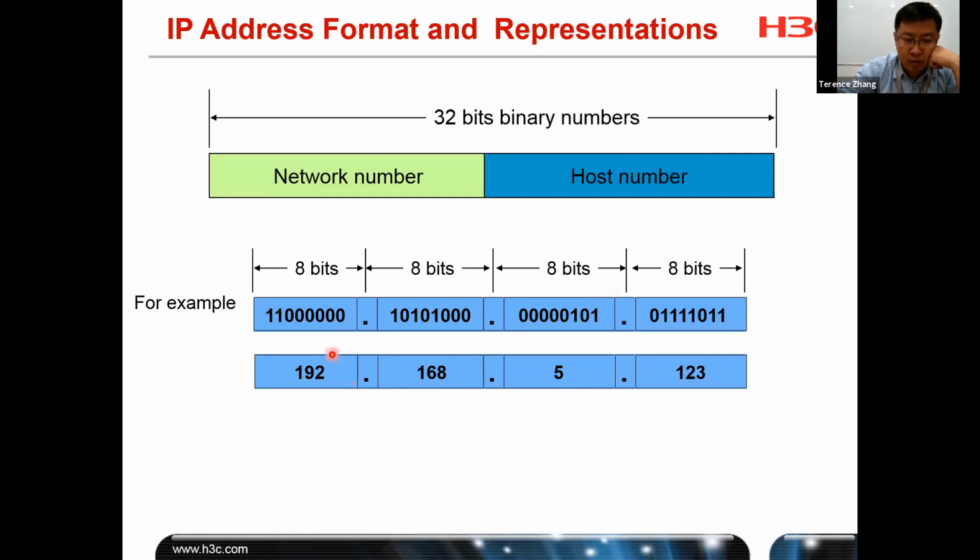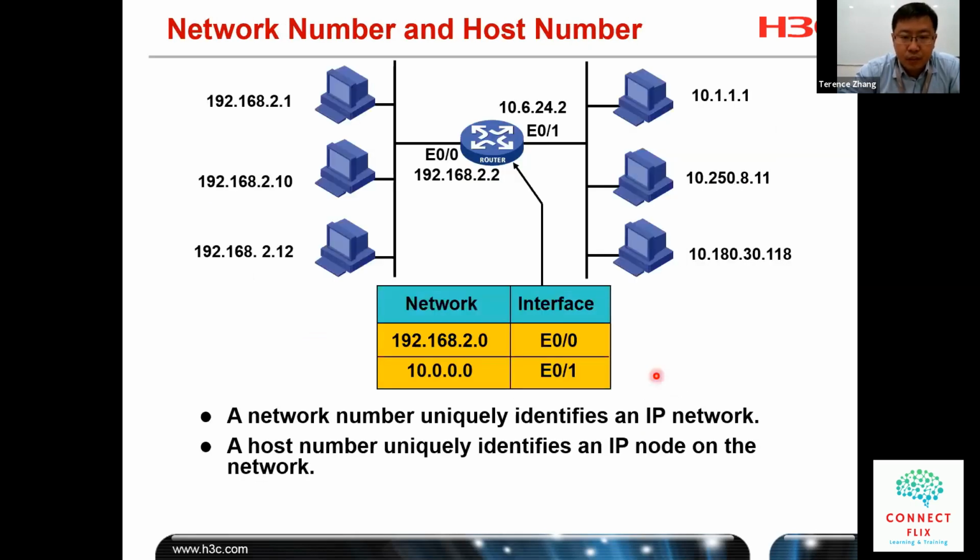The transformation works like this. A 32-bit address is divided into four 8-bit groups, and one decimal figure replaces each binary group, so we get the dotted decimal pattern of an IP address. So this is the concept of the IP address and its pattern.